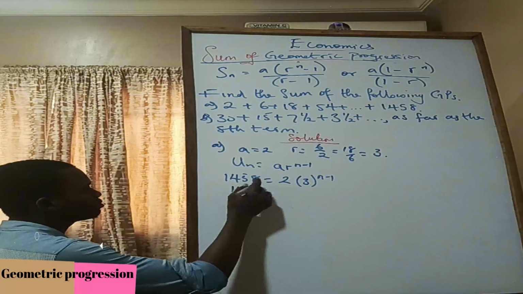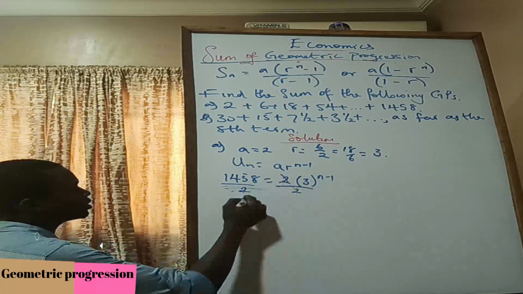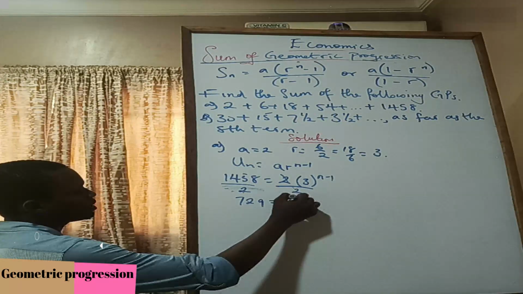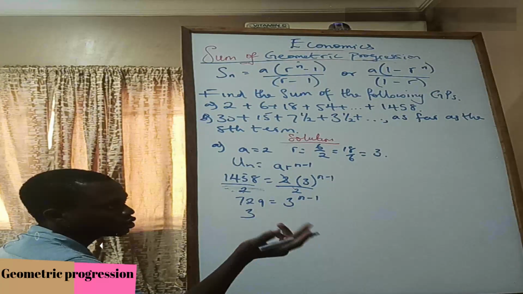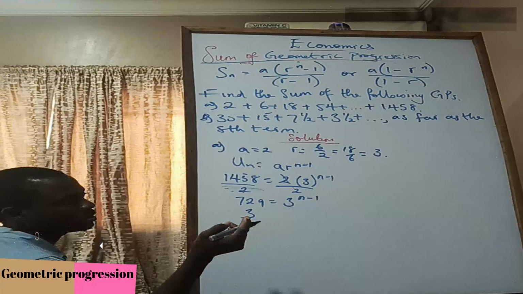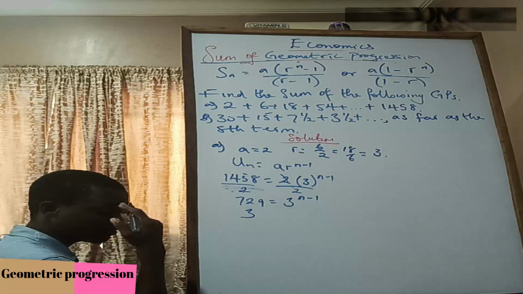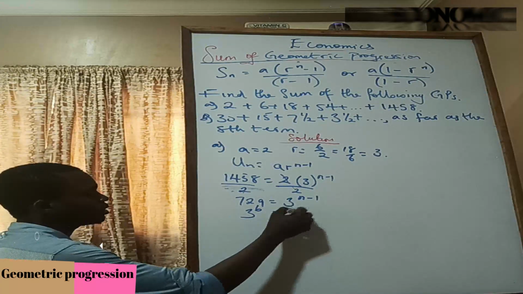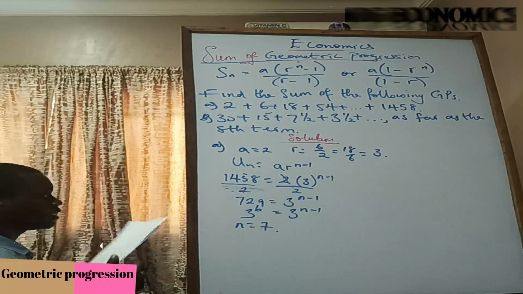So 1 over 4, okay, let me just go over 2 over 2. This takes this, and this is 729 divided by 2 equals 3 raised to power n minus 1. We can express this as: 3 raised to power 4... 3 raised to power 3 is 27, 4 is 81, 5 is 243. So 6 should be 729. So this should be 3 raised to power 6 and 3 raised to power n minus 1. So from here, n equals 7. So there are 7 terms in that question.